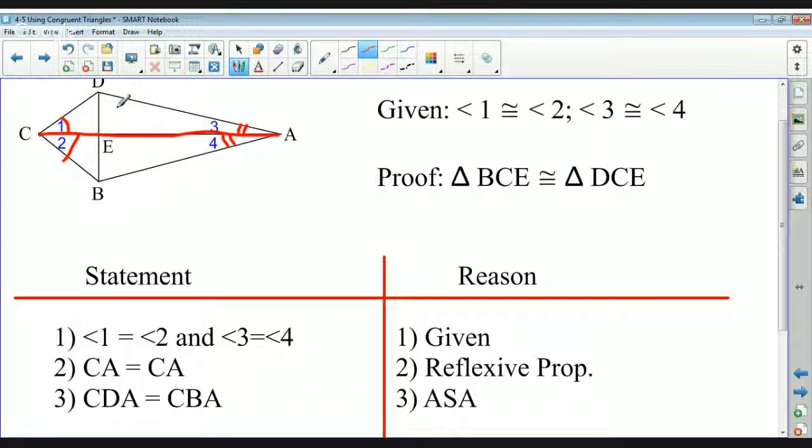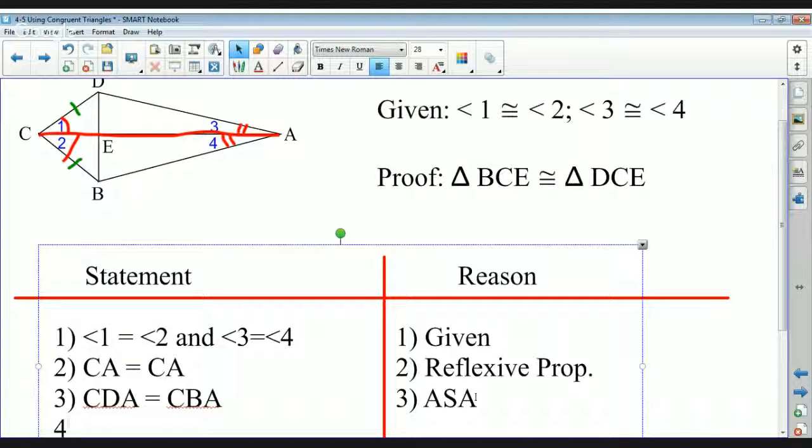Saying angles D and B are congruent doesn't help us because the angles we're looking at are smaller angles. We also don't care about side AD or side AB because those have nothing to do with our two triangles over on the left. So that leaves us with the important task of proving side CD is the same as side CB. So if we come back down to our proof, our fourth statement, we want to say CD is the same as CB.